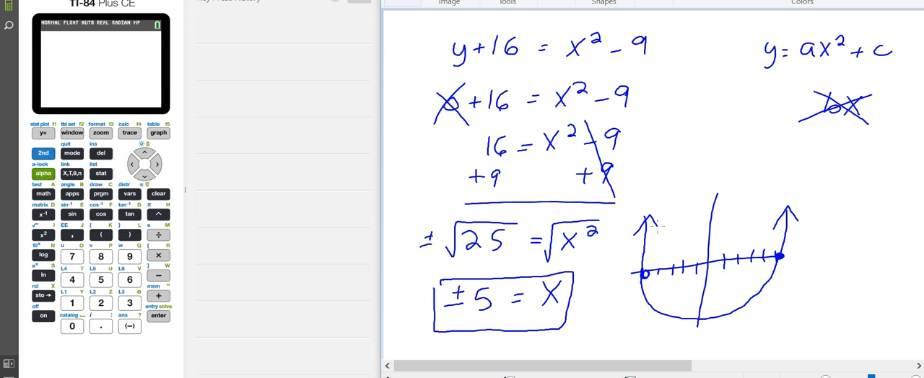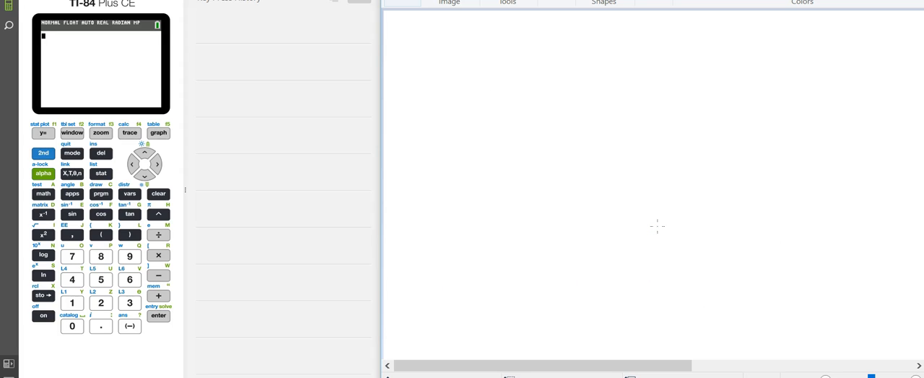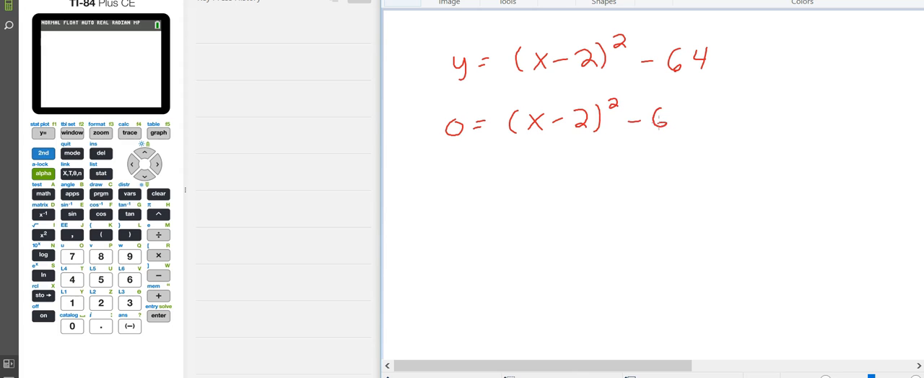Let's look at another example. y is equal to (x minus 2) squared minus 64. Our equation is in vertex form in this case, so we can solve it by rearranging the equation for x. Let's do that. Whenever we're solving an equation for its root and its x-intercepts, we always want to set y equal to 0. So 0 is equal to (x minus 2) squared minus 64.